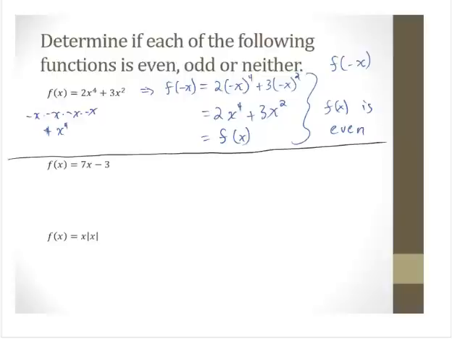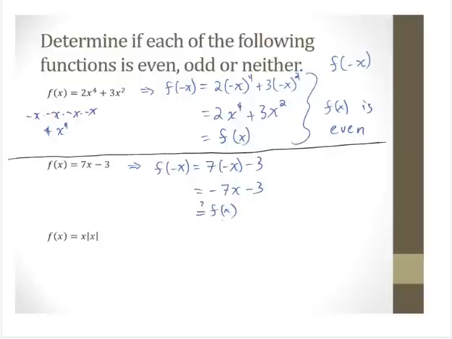Let's consider the next example. f of x is equal to 7x minus 3. All right, so then f of negative x is equal to 7 times negative x minus 3. Well, that negative x is only raised to the first power, so we would just multiply, and so that would be negative 7x minus 3. Is this equal to f of x?